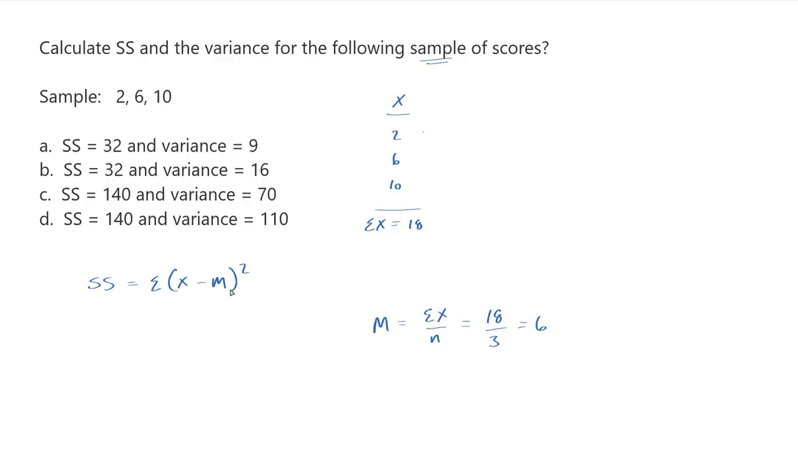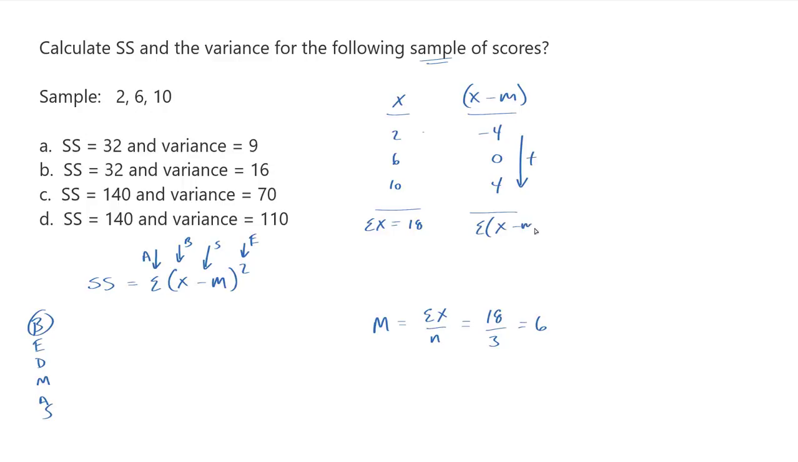So in order to work this out, I'm going to follow the order of operations, considering that I've got addition, that's what summation is, I've got brackets, I've got subtraction, and I've got exponents. I'm going to do my brackets first. And so x minus the sample mean is what's in brackets. So I'm going to take 2 and subtract 6. So that's minus 4. 6 minus 6 is 0. 10 minus 6 is positive 4. This checks out because when you sum up your deviations, not your squared deviations, but just your deviations, they always have to come out to be 0.